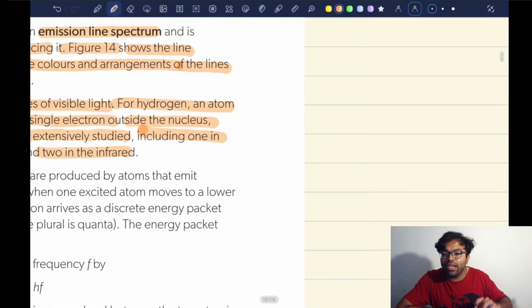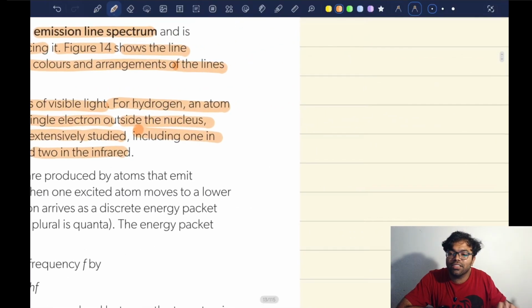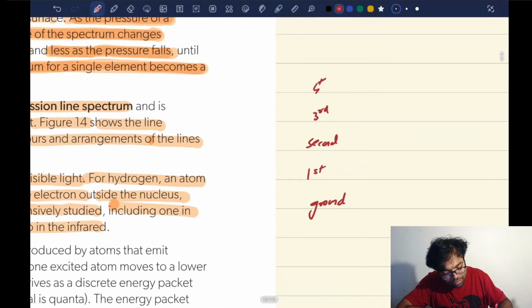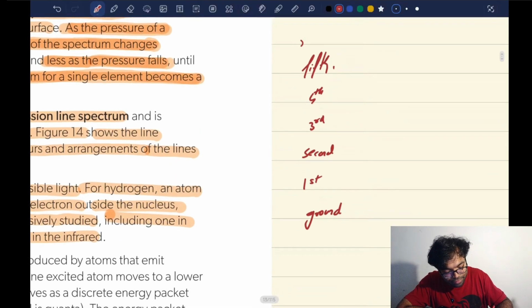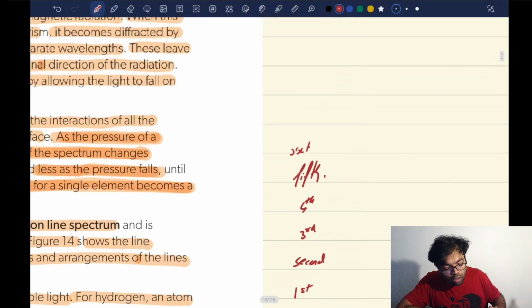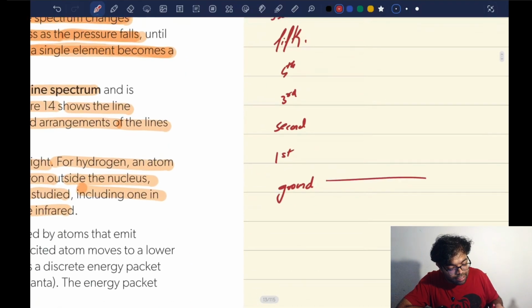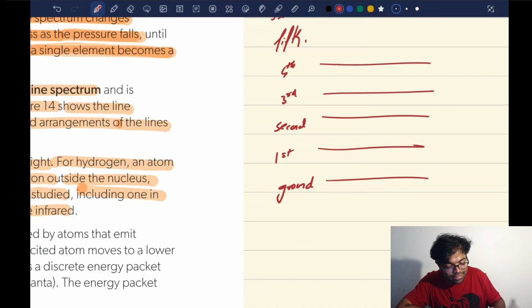Now we know that there are various different energy levels around the nucleus of an atom. There is the ground state, the first excited state, then the second, third, fourth, fifth, sixth, and it goes all the way up to infinity. These are the various energy levels that exist.